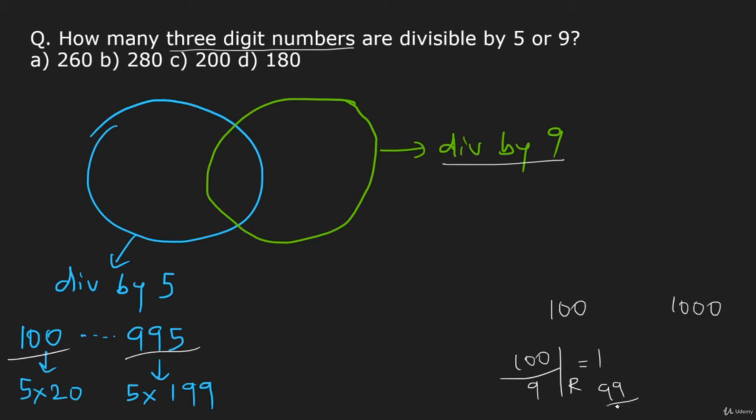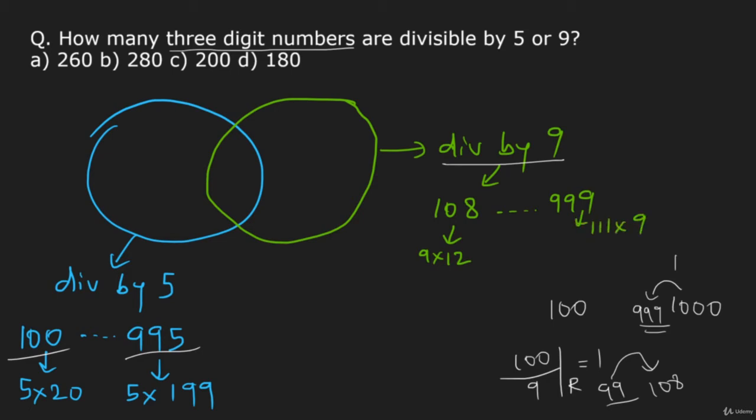Now 99 is not a 3-digit number, so to get the next higher multiple of 9, you add 9 to it, and that's 108 over here. Similarly, 1000 divided by 9 also will give you a remainder of 1, so you move back by 1, so 999 is also a multiple of 9. So this set of numbers are the numbers from 108 up to 999. Now you can observe that 108 is 9 into 12, and similarly 999 is 111 into 9.